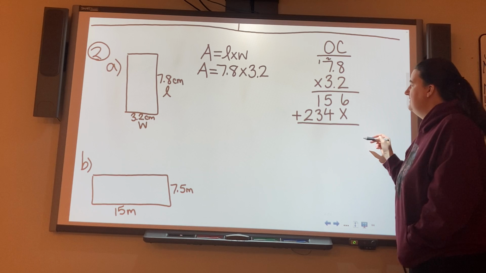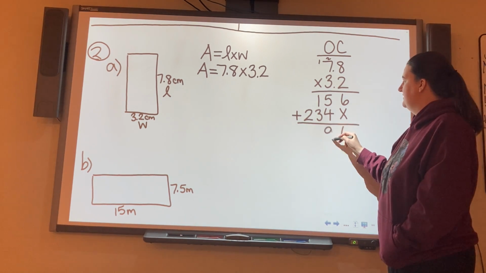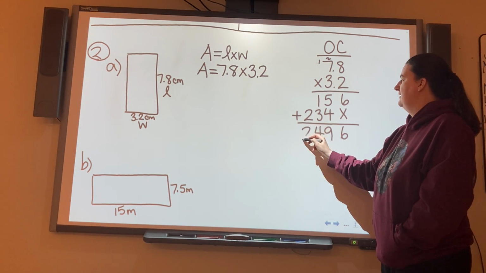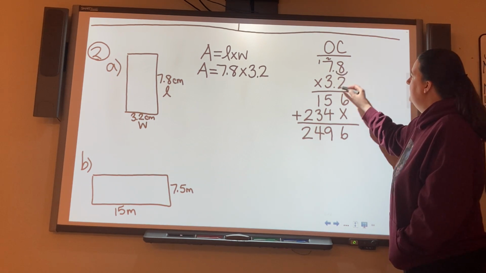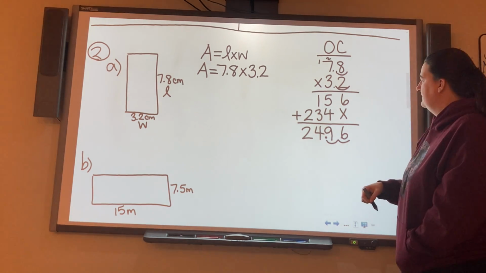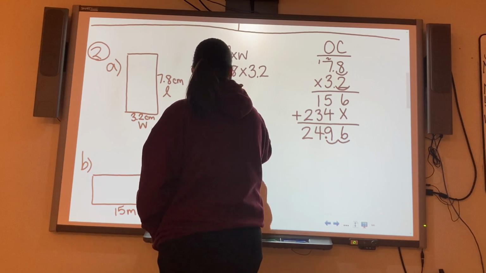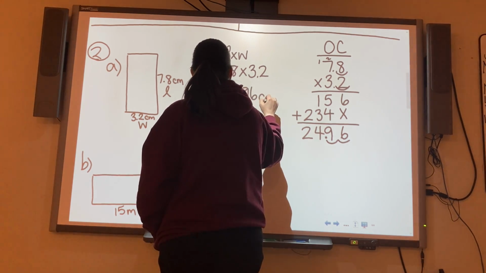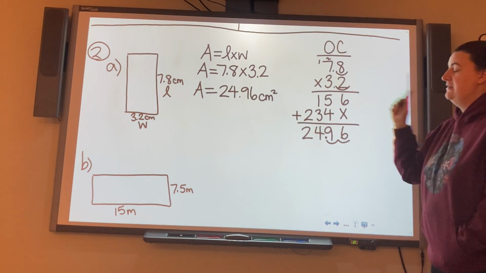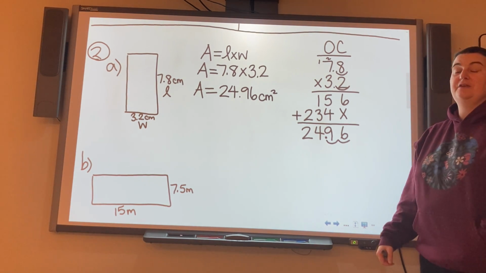Add up your answer lines. 6 plus nothing is 6. 5 plus 4 is 9. 3 plus 1 is 4. And 2 plus nothing is 2. 1, 2 decimal spots. So the area of this rectangle is 24.96 centimeters squared. So you need to do B, the other rectangle, on your own for homework tonight, and we'll correct it tomorrow.